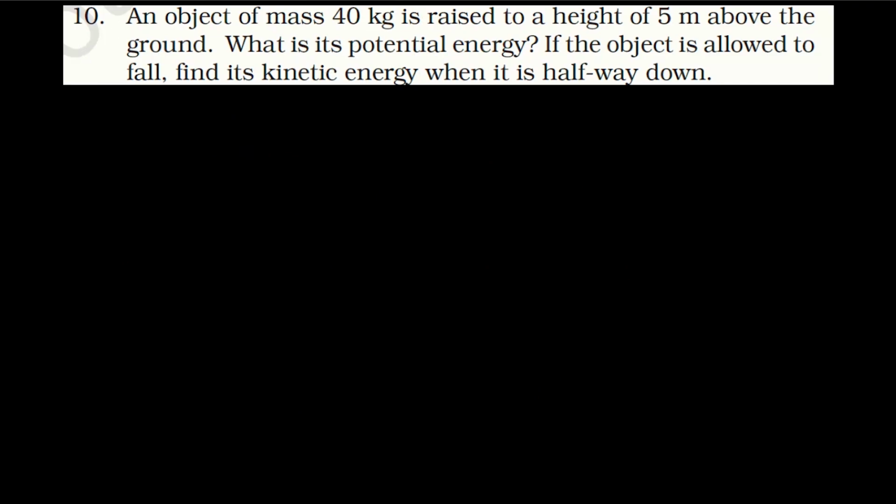Okay, this is our next question. What this question is saying: an object of mass, m is equal to 40 kilogram, is raised to a height of 5 meter above the ground. Again, height is given. How much height is given? 5 meter. Now what will be the potential energy? We don't know the potential energy. If the object is allowed to fall, find its kinetic energy when it is halfway down.